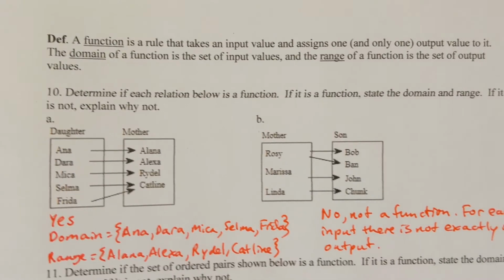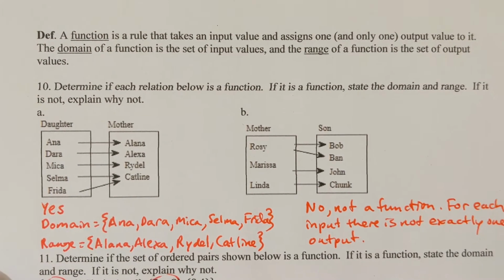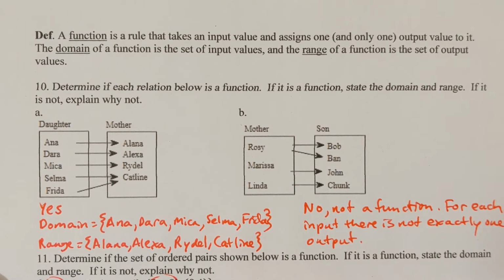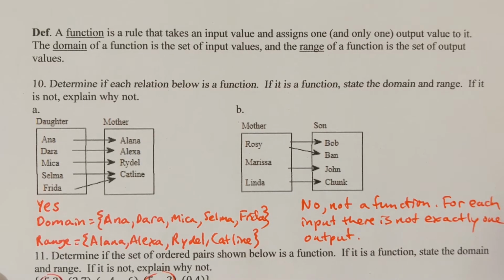Now, in this section we're also going to talk about linear functions. Before we talk about that type of function, the definition of a function is a rule that takes an input value and assigns one and only one, and those are keywords here, output value to it. The domain of a function is the set of all input values, and the range of a function is the set of all output values.